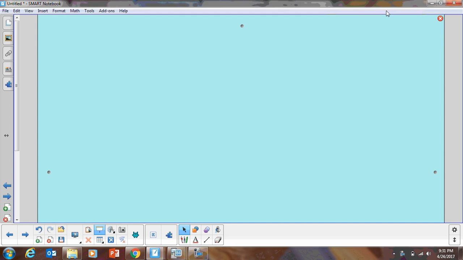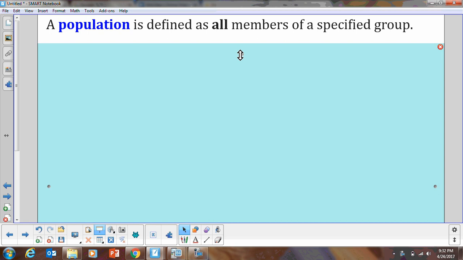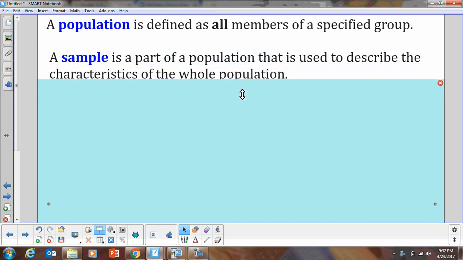In this lesson, I'm going to show you how to find standard deviation using a calculator. But before we go into it, we need to define certain terms. The first term we need to know is population. A population is defined as all the members of a specific group. Notice the "all" has been bolded. As compared to that, a sample is a part of the population that is used to describe the characteristics of the whole population. So just note the two different terms.